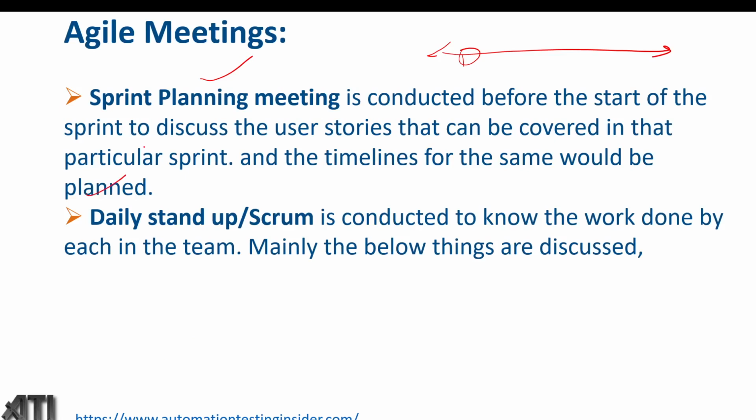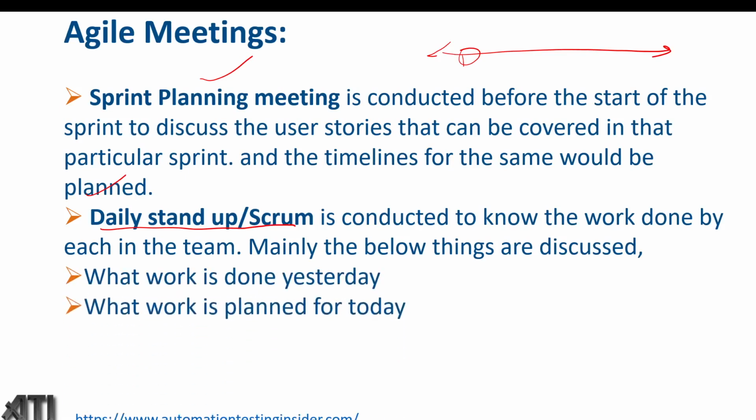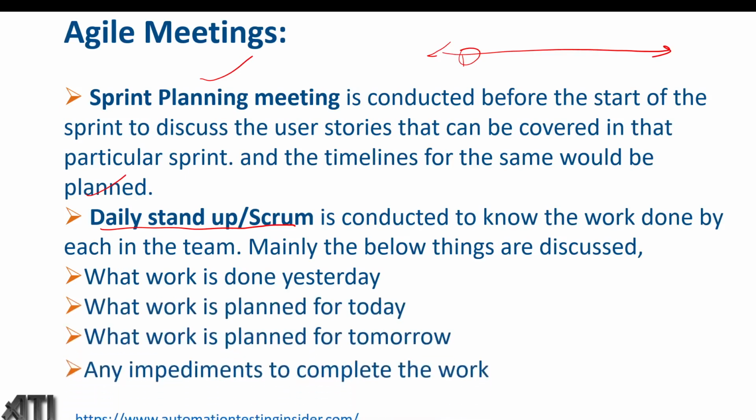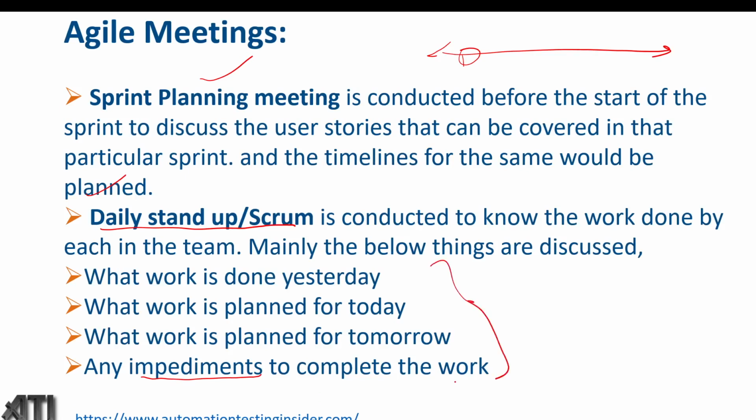Daily stand-up or Scrum meeting. It is conducted to know the work done by each person in the team. Mainly the below things are discussed: what work we have done yesterday, what work is planned for today, what work is planned for tomorrow, and any impediments to complete the work. Impediments means any obstacles or any problems we are facing to complete the work. These will be discussed in this particular daily stand-up meeting.